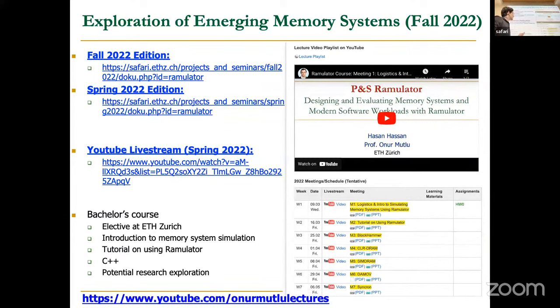It's not the only one. There is also another one on memory systems. This one is more focused on, let's say, simulation of DRAM and other types of memory using Ramulator, which is also one tool developed by our group. It is a software simulator. A nice thing is that you are going to get familiar with Ramulator, because one of the labs in this course will require you to use Ramulator.